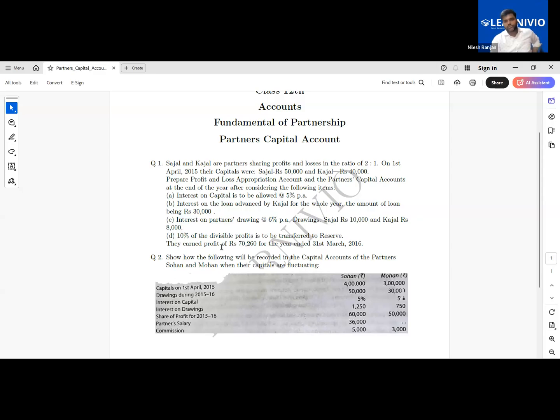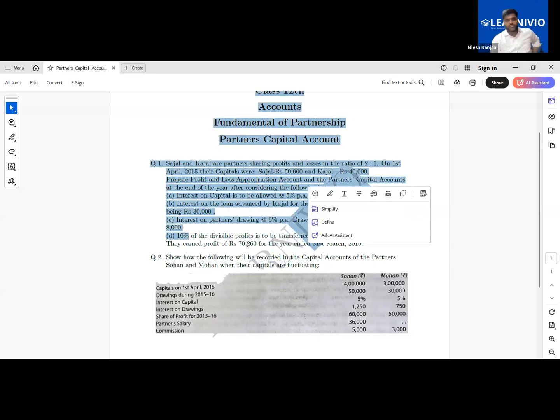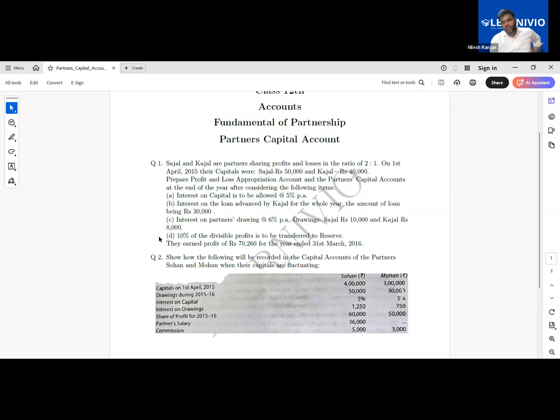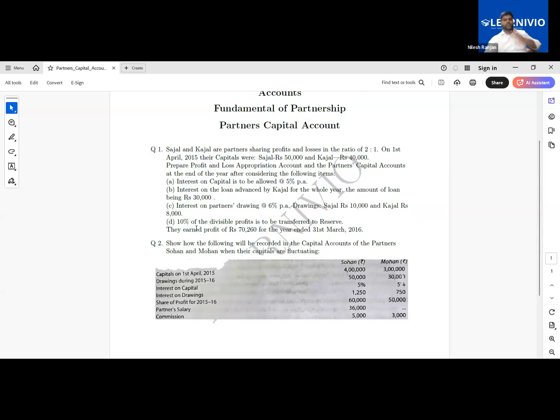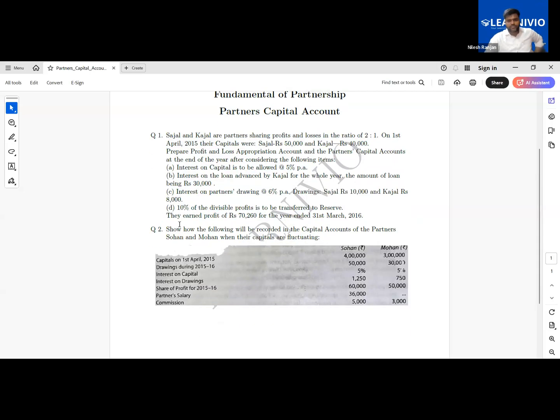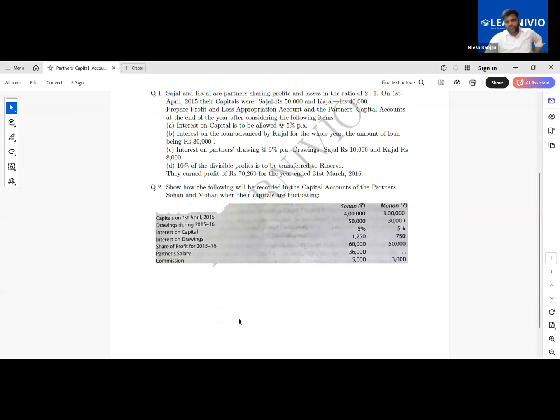And then 10% of the divisible profit is to be transferred to reserve. So after calculating all the profit, you will transfer 10% of the profit to reserve. It will be written on the debit side. So that's it. It is as simple as the previous question.